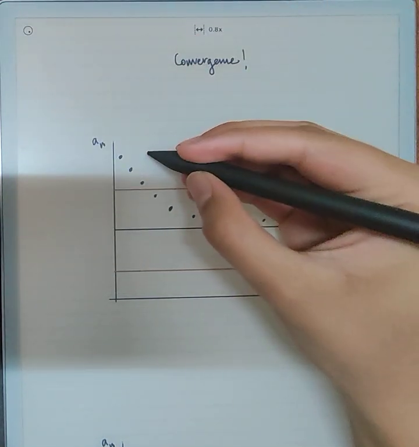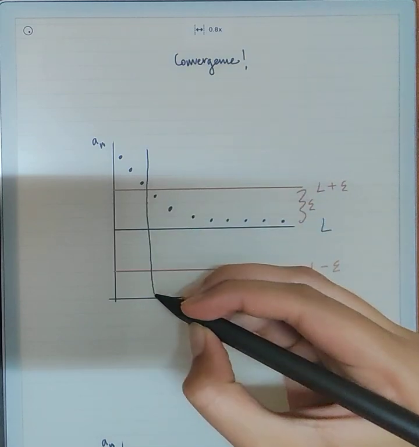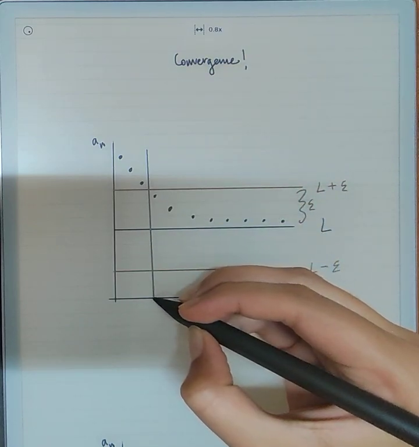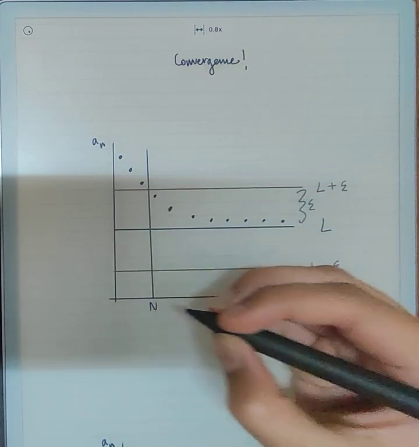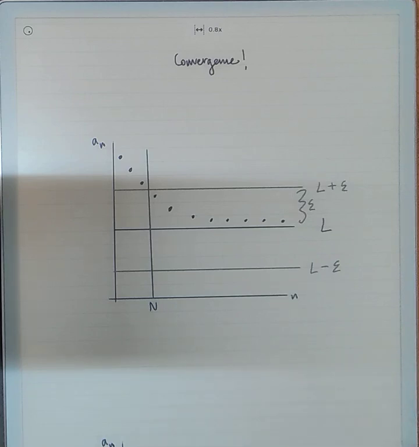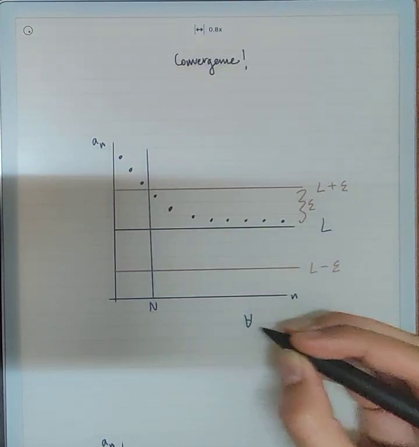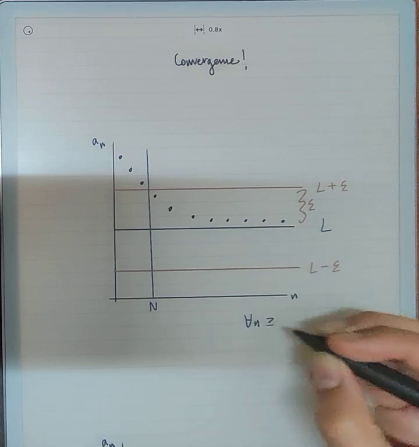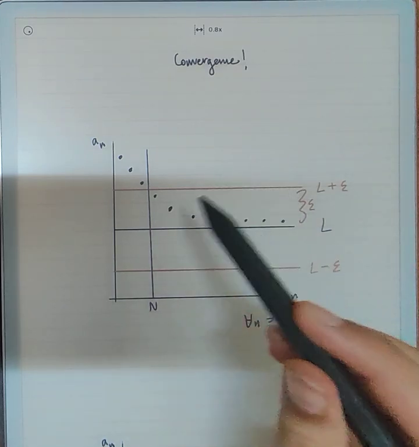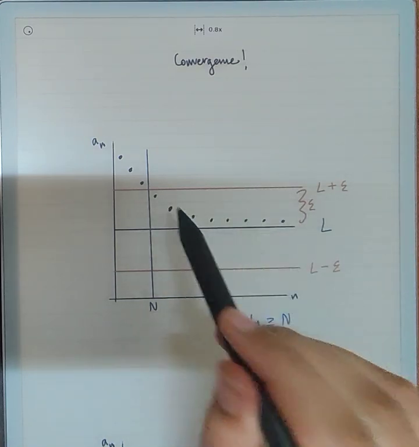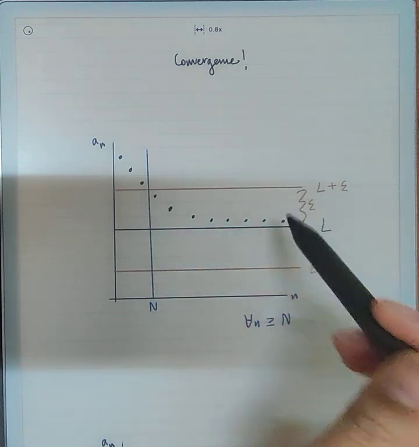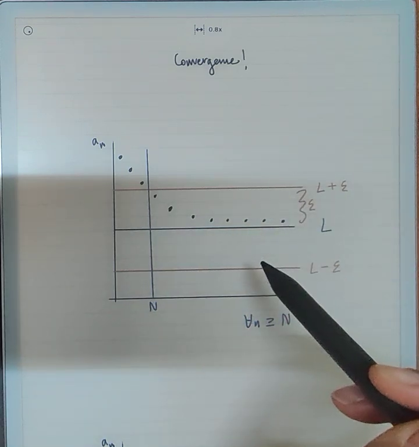So let's draw a line right here, and let this be n right here. Now notice that for all n greater than or equal to n, the values in my sequence a_n fall within this tube that I have just defined.